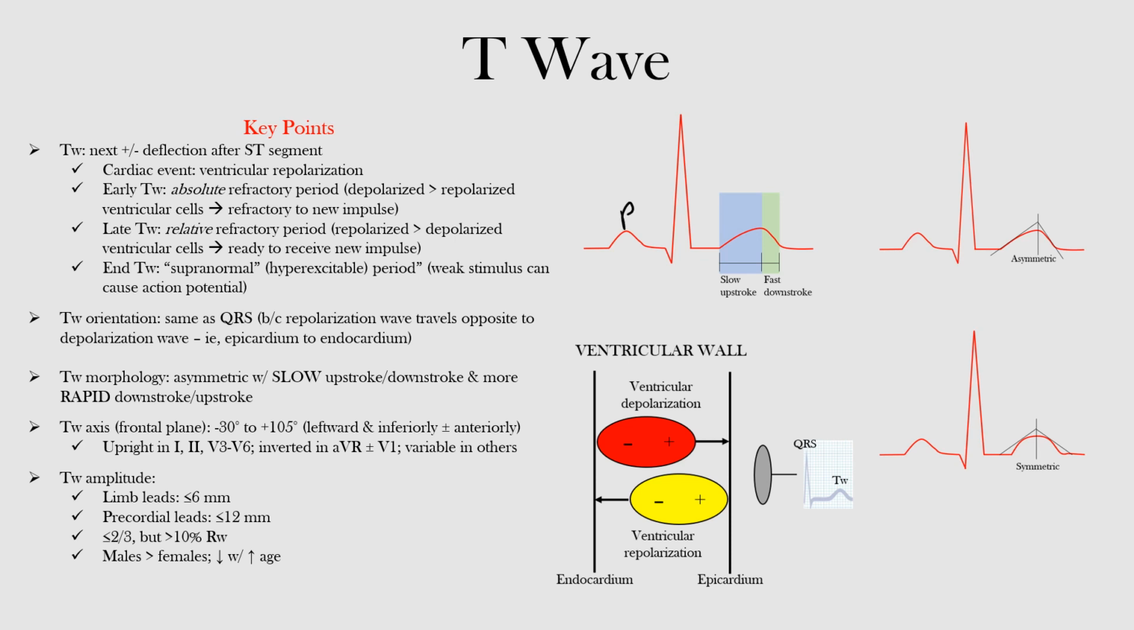So this is our P wave. That's atrial depolarization. We have ventricular depolarization. This would be our ST segment we talked about, okay? And then our T wave is this here, okay? And that represents ventricular repolarization.